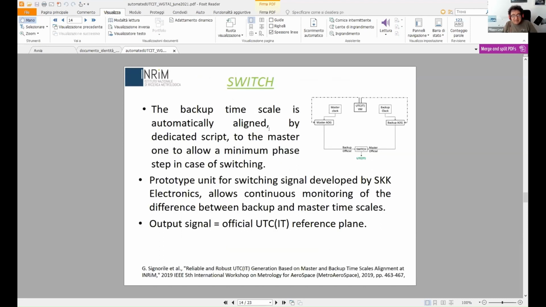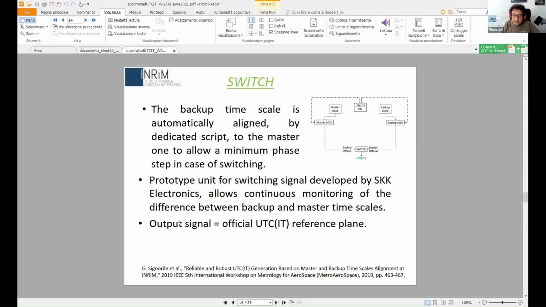So the backup time scale is automatically aligned with respect to the master time scale daily, and we have developed a dedicated script so that in case of switching, we have a minimum phase and frequency change between the two time scales. Now we have both a first prototype and a second prototype with some improvement. And in this way, we are able to continuously monitor the time difference between the two time scales.